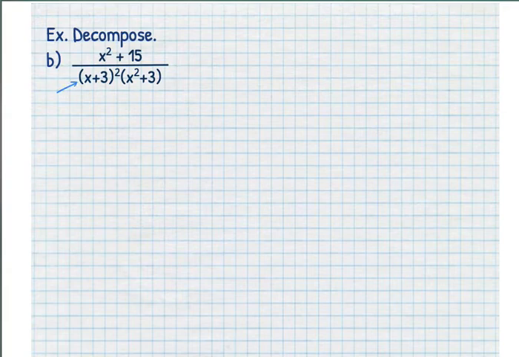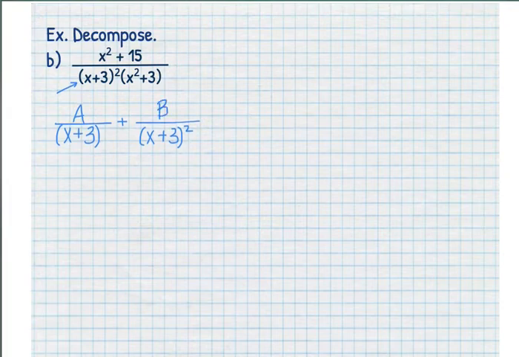Now right here we have a repeated power with that x plus 3. So we're going to have x plus 3 in one denominator. And then we're going to have x plus 3 squared in the next denominator. Because remember, whenever we have a repeated power, we count up until that power. Now, since that x plus 3 part is linear, I'm going to have an A on top of that. Since that x plus 3 squared part is linear, I'm going to have a B on top of that.